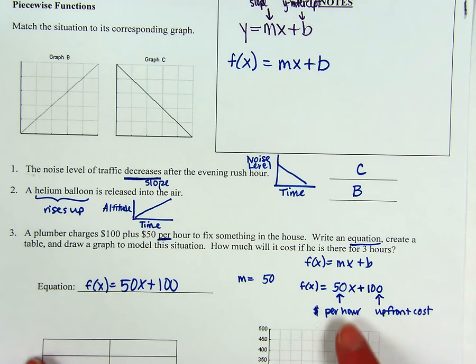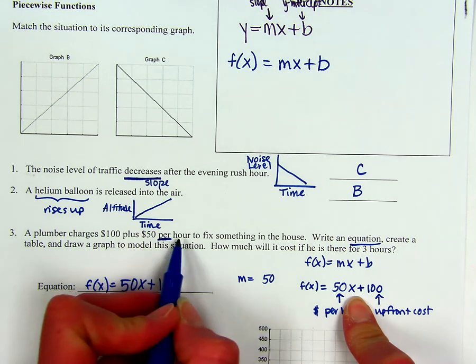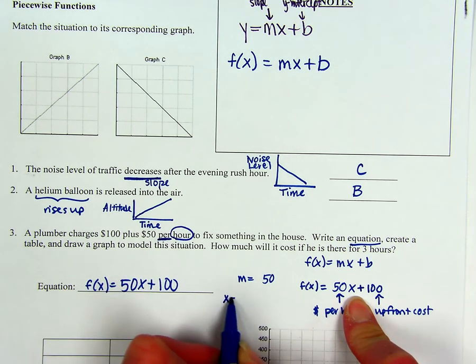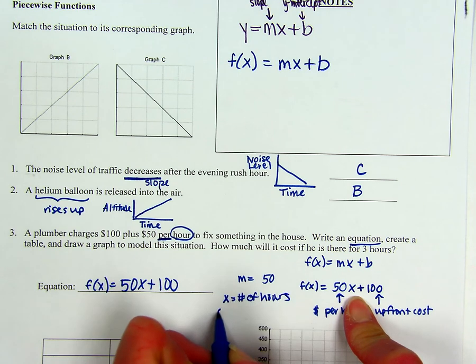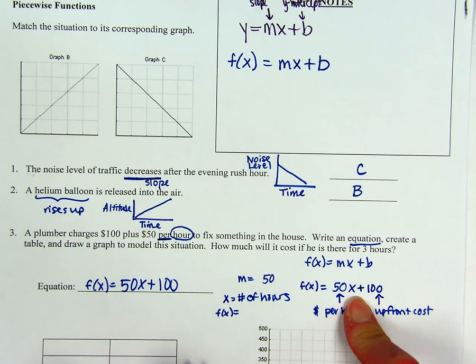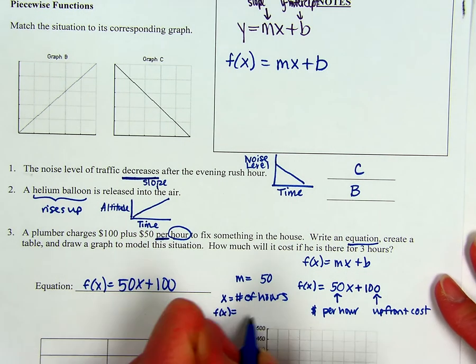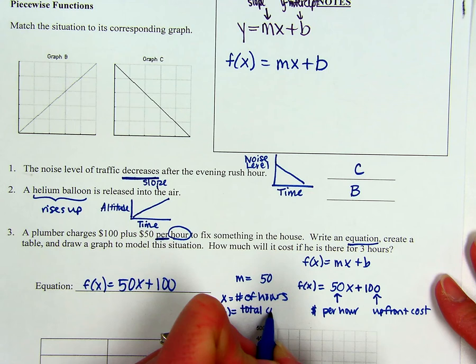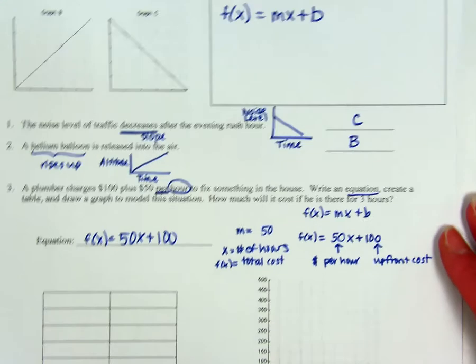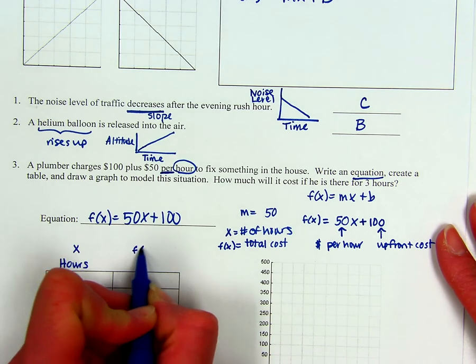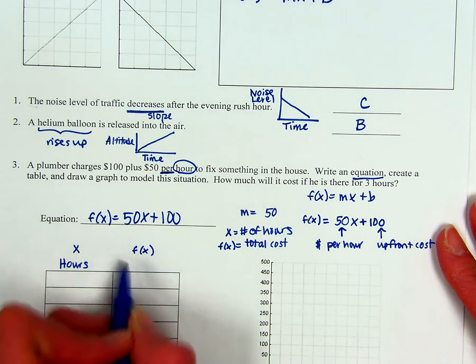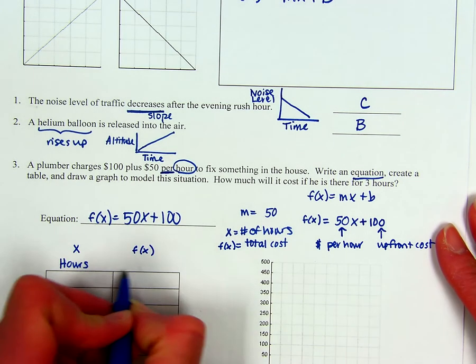All right, so if this is our scenario, then what does x represent? Well, x is representing per hour, so x is the number of hours. And what does f of x represent? F of x is our y, so that represents the total amount that you have to pay. So we'll call that our total cost. All right, so in my table of values, I'm going to say we have hours, which is our x, and instead of y, I'm going to use f of x, but it's the same thing. Remember, f of x equals y, and that's our total cost.